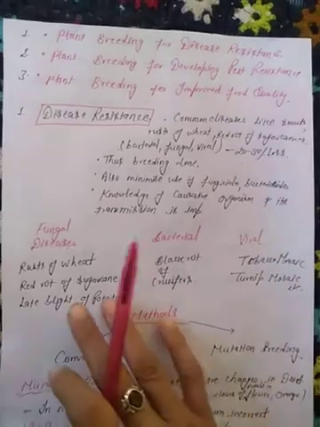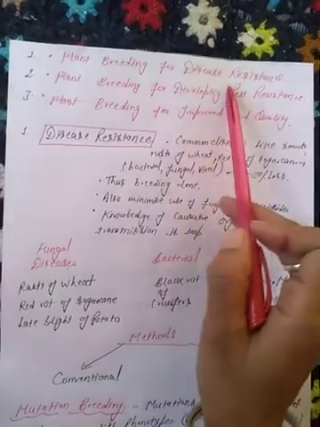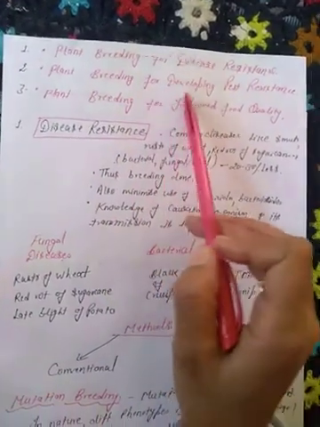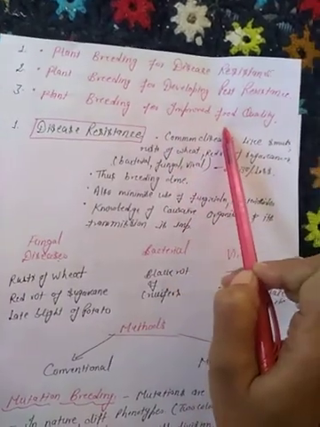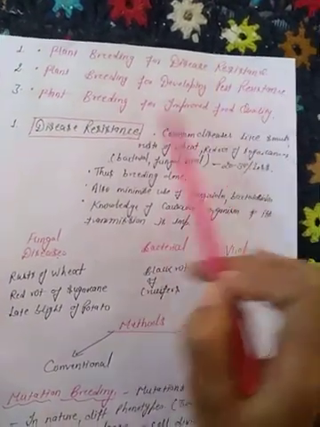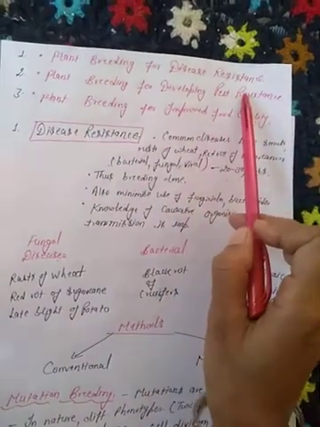Good morning, students. So today I will discuss with you these topics: plant breeding for disease resistance, plant breeding for developing pest resistance, plant breeding for improved food quality. Right. So first I will take the disease resistance, plant breeding for the disease resistance.